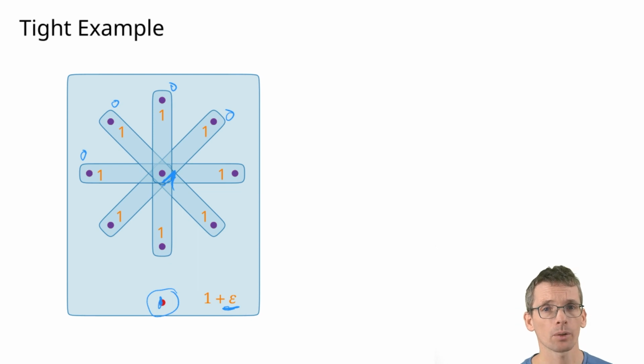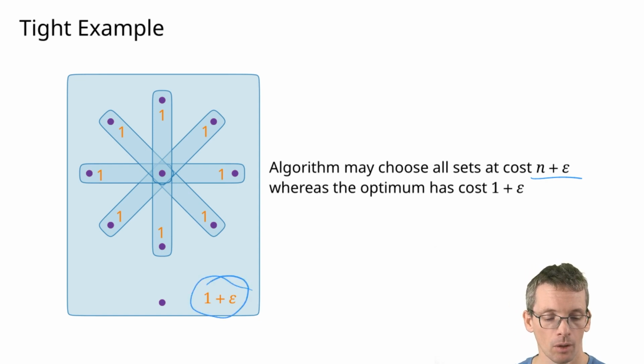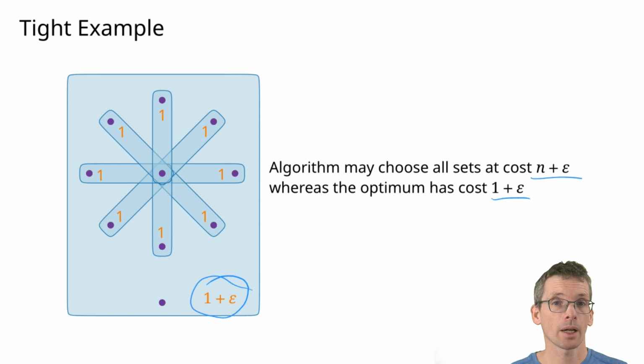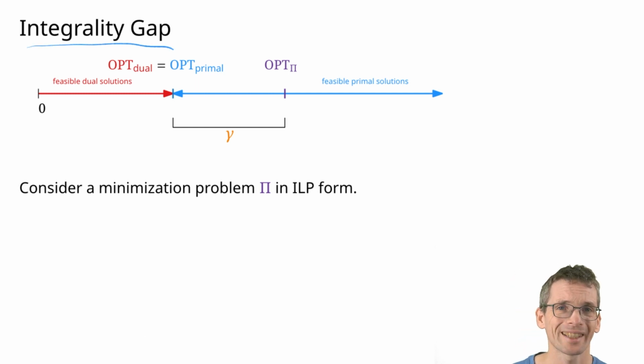But at that point I also selected all of the sets, and all of those sets together have a cost of n plus epsilon, while there would have been a cover simply taking that one set of cost 1 plus epsilon. So I have essentially a factor n here, and if I set my n to f, this shows that the algorithm cannot achieve a factor better than f. Actually, we can observe that with this type of algorithm, so an algorithm that is based on duality, we cannot get a better approximation factor. And this is based on the so-called integrality gap.